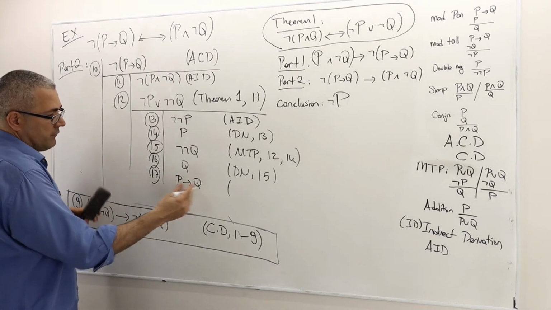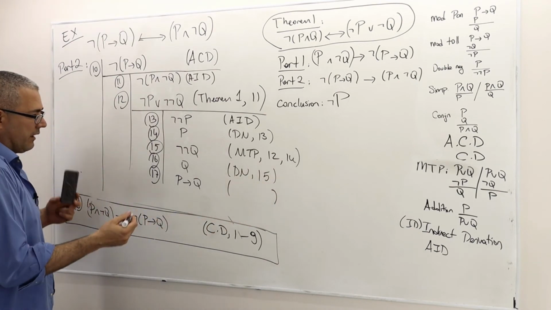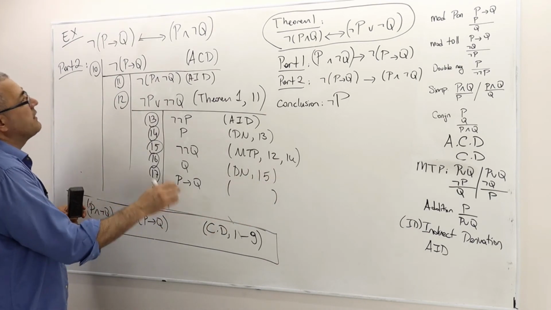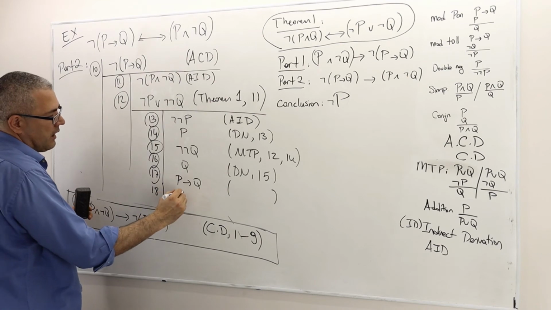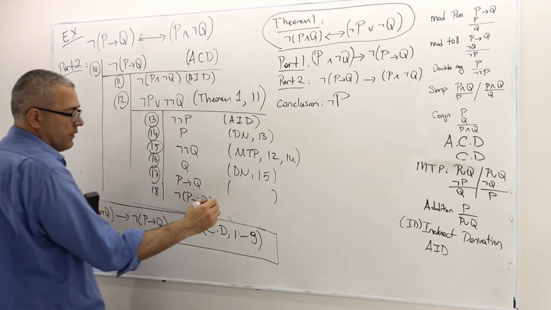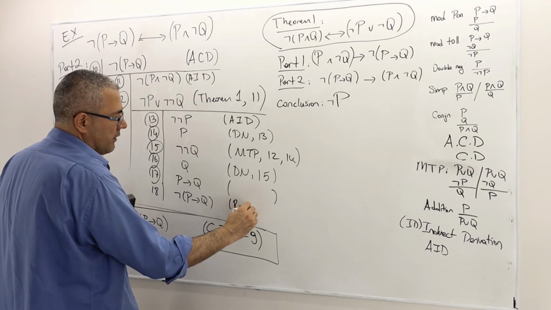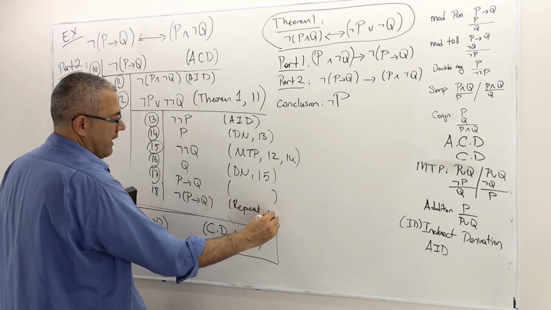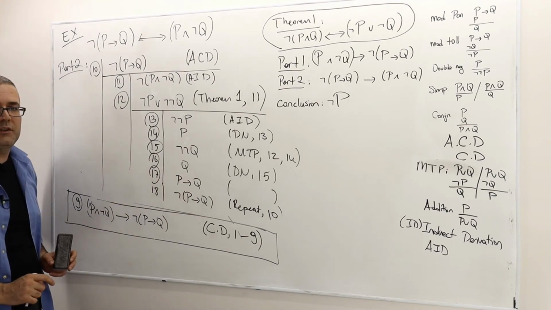that's it. I'm going to leave it blank. I don't have a name for this. But in line 18, I think I got my contradiction. I already had the assumption P implies and not P implies Q. I just repeat line 10. So I have a contradiction.